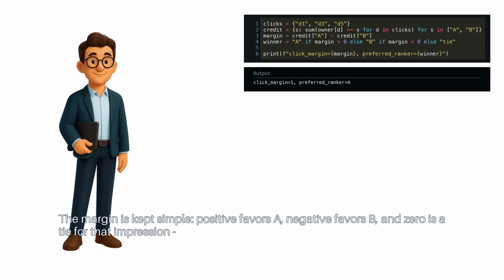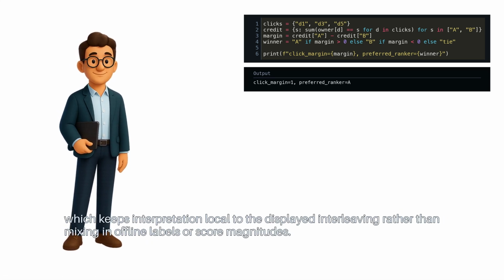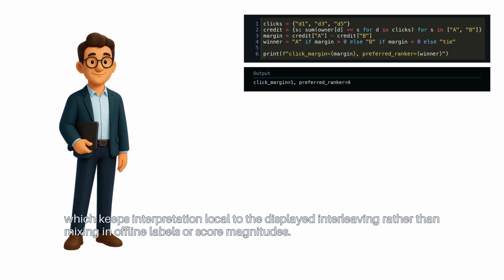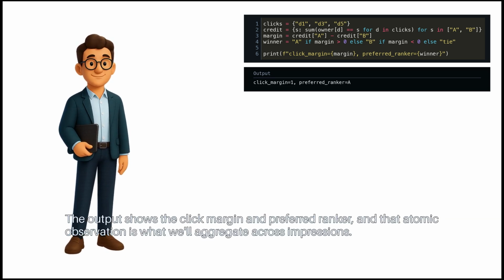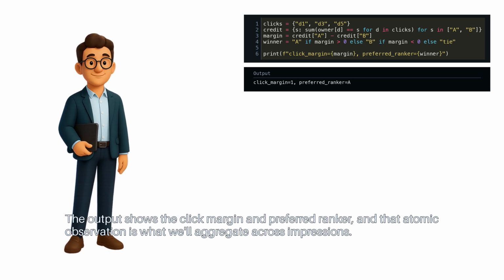Positive favors A, negative favors B, and 0 is a tie for that impression, which keeps interpretation local to the displayed interleaving, rather than mixing in offline labels or score magnitudes. The output shows the click margin and preferred ranker, and that atomic observation is what will aggregate across impressions.